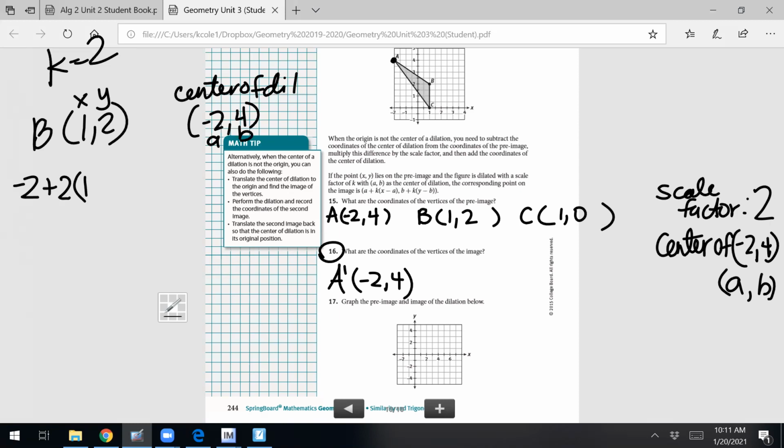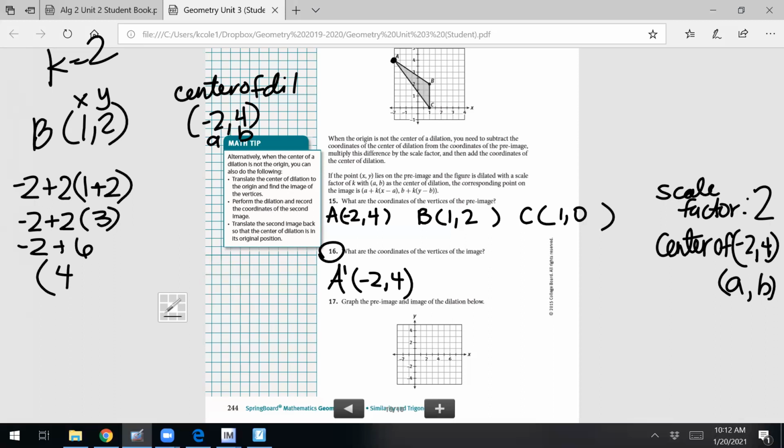So see, I can't even remember the formula. It's just like super confusing, but if you've got it in front of you, you can do it. 1 plus 2 is 3. 2 times 3 is 6. -2 plus 6 is +4. So that's going to be the X value of B prime.